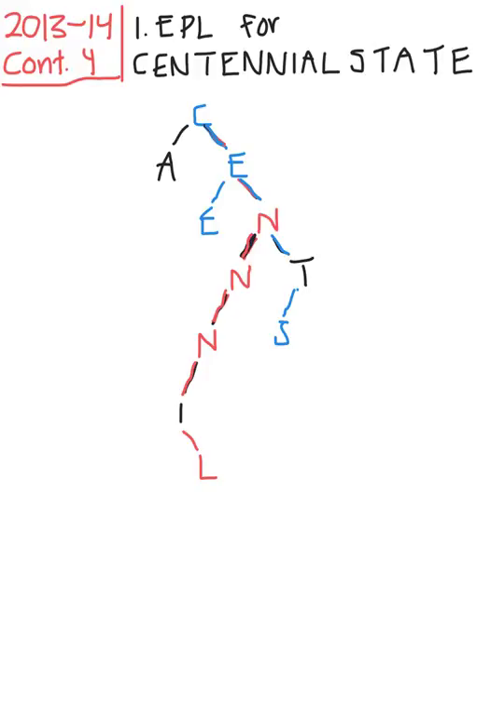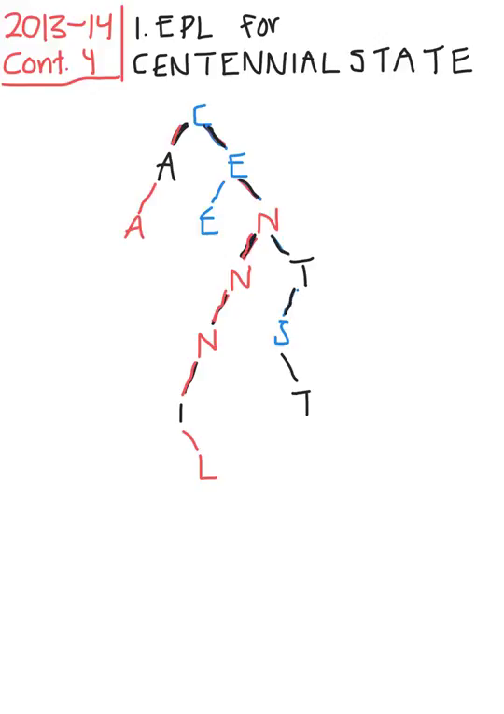Now we do T. T is greater than C, T is greater than E, T is greater than N. T is the same as T, so we go to the left here, but T is greater than S. So here we go to the right. Now we do A. So A is less than C, A is less than C, and A is the same as A, so we go to the left.